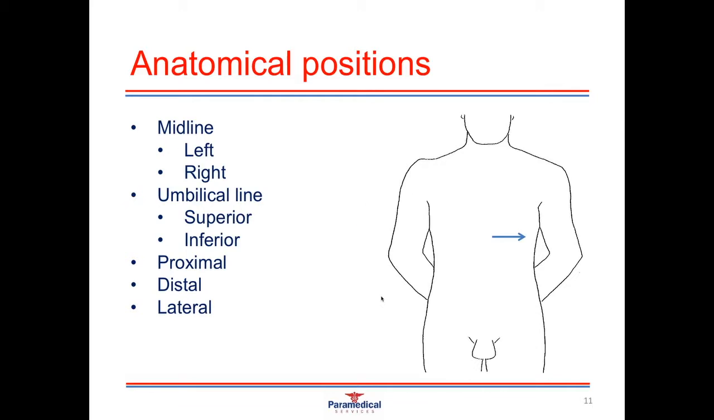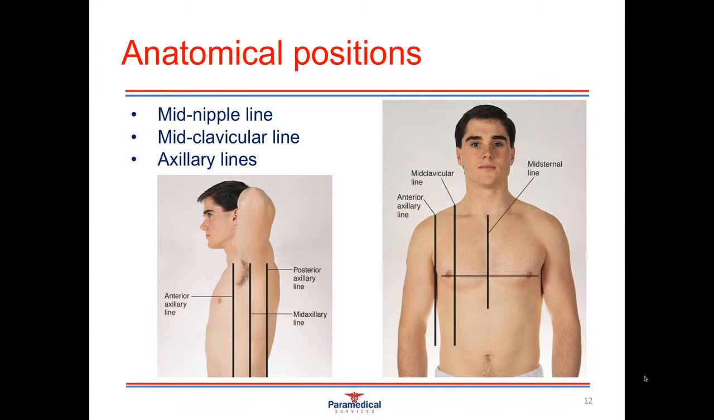Lateral meaning away from the midline, and medial is towards the midline of the body. There are some specific lines that we use just to describe something that is on the chest. These specific lines cannot be used to describe things anywhere else in the body, so it's just used for describing either a location or an injury on the chest of a person.